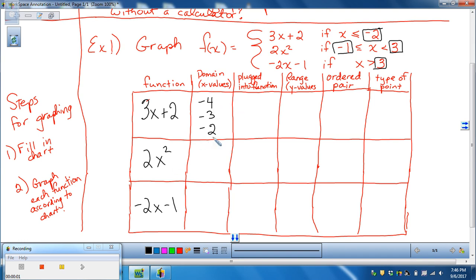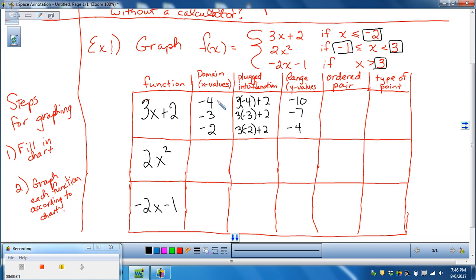Now once I've chosen my domain values, I'm going to plug them into the function. In other words, I'm going to show my work. So the first one I'm plugging in is negative 4. We get 3 times negative 4 plus 2, which gives me negative 12 plus 2, which is negative 10. Second one, 3 times negative 3 plus 2, so that's negative 9 plus 2, which is negative 7. And 3 times negative 2 plus 2 is negative 6 plus 2, which is negative 4. You can see that this is changing at a rate of 3, which makes sense because that's our slope.